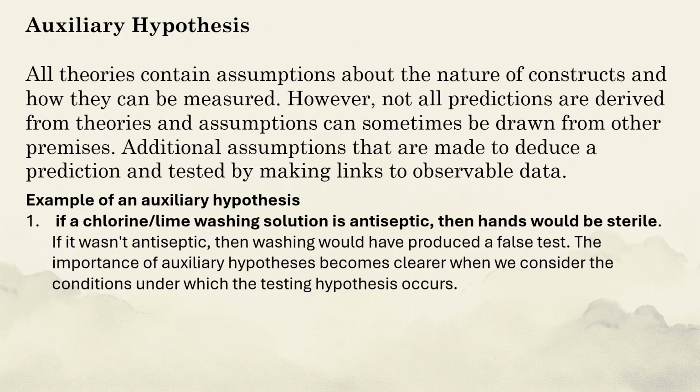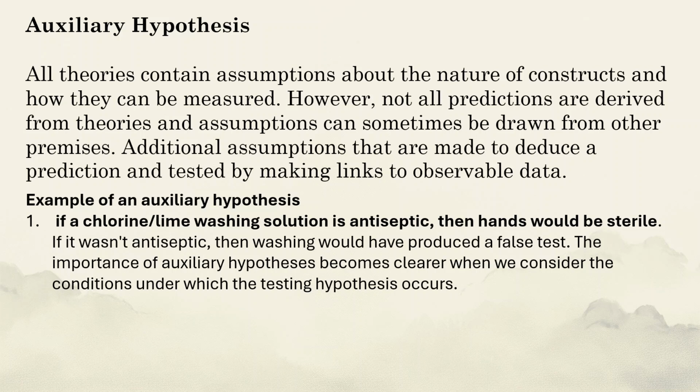Of course the things would be washed, maybe the clothes or whatever it is, or in this case hands, the chlorine lime washing solution to wash hands. Then it says if it is antiseptic, then hands would be sterile. So this statement is like a theory. If a chlorine lime washing solution is antiseptic, then hands would be sterile. Now we have to actually test it and see if there are still germs remaining, and we have to define some criteria and so on.